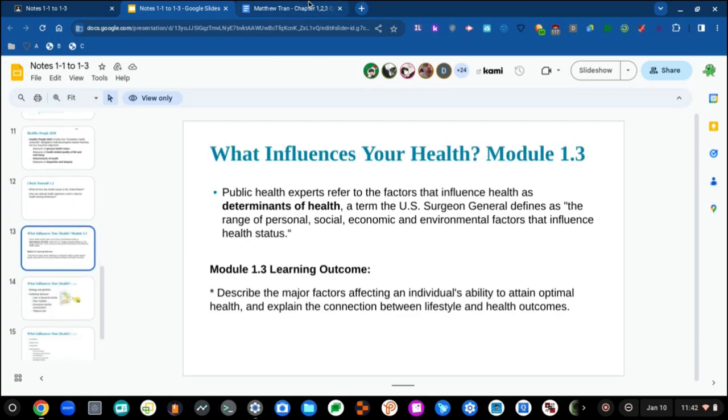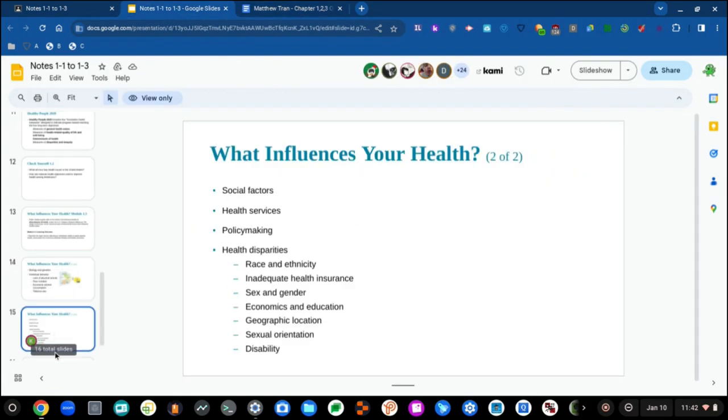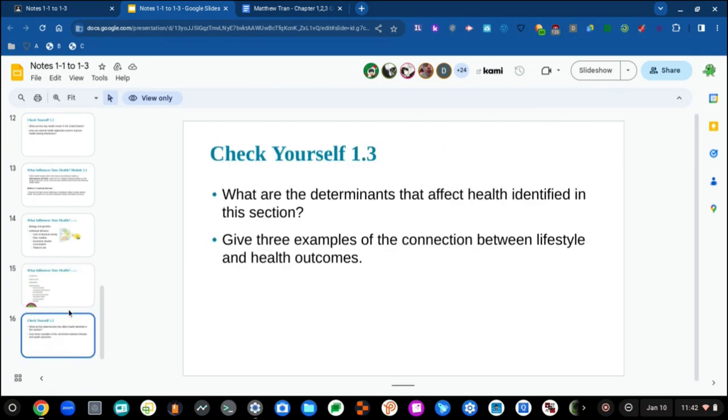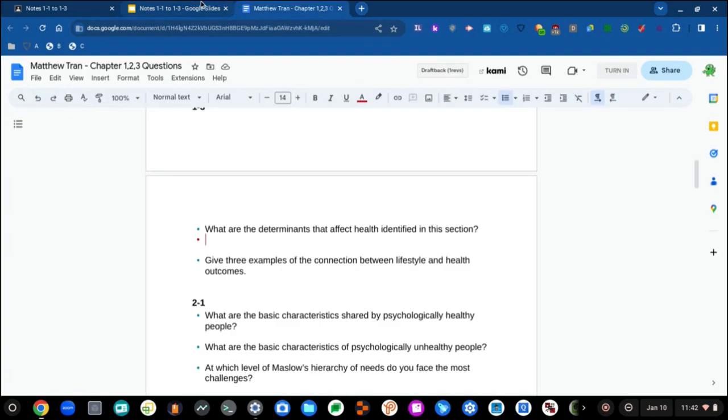Some people just go to the doctor when they get sick, but you should probably go once a year to get a checkup. Policy making, we talked about that, where government can do things like make parks or farmers markets or whatever, they can encourage healthy behaviors.